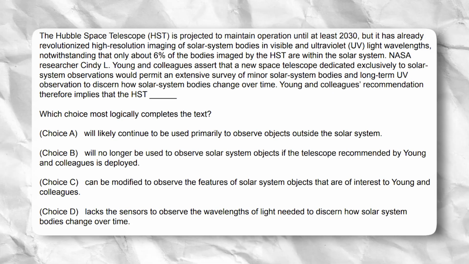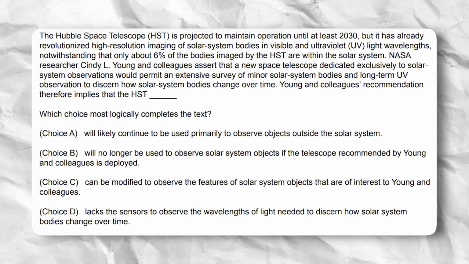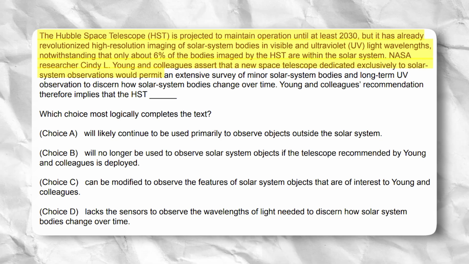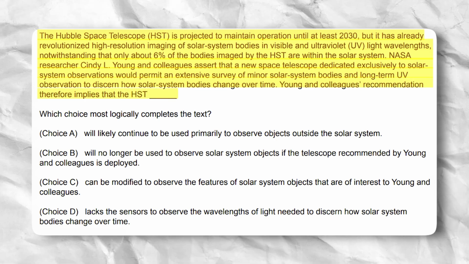Another example, the last one, let's try to solve this. The Hubble telescope is projected to maintain operations until at least 2030, but it has already revolutionized high-resolution imaging of solar system bodies in visible and ultraviolet light waves. Notwithstanding that, only about 6% of the bodies imaged by Hubble's Space Telescope are within the solar system. NASA researchers Cindy L. Young and colleagues assert that a new space telescope dedicated exclusively to solar system observation would permit an extensive survey of minor solar system bodies and long-term UV observations to discern how solar system bodies change over time. Young and colleagues' recommendation therefore implies that HST blank.